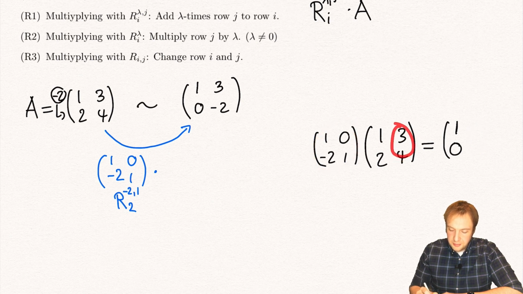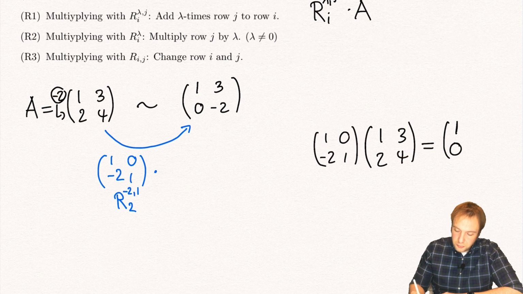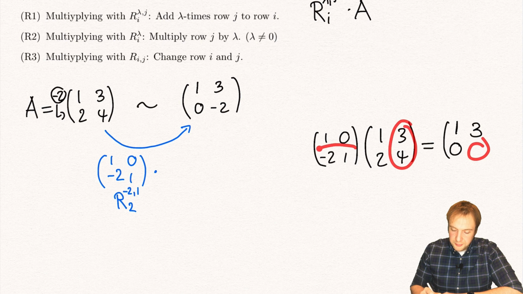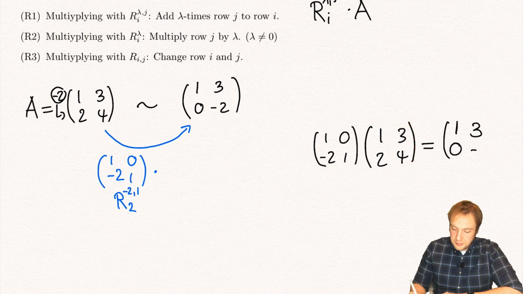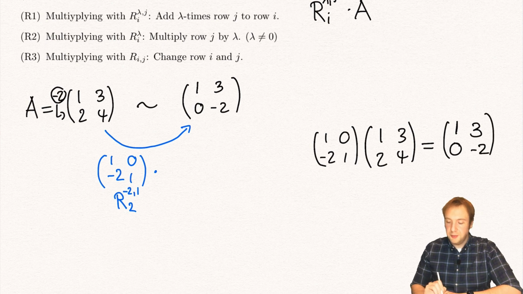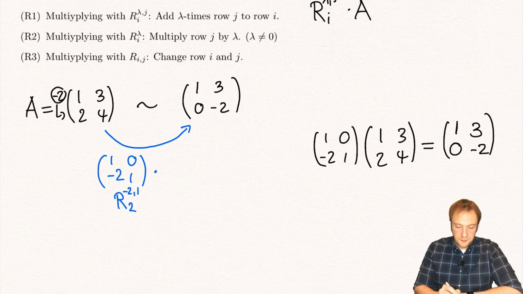And also to get this column, I multiply this matrix with this. So again, the first row stays the same. And in the second row, I take 1 times the 4 and minus 2 times the 3. So what I do is I subtract twice the 3 from the 4, and I get the minus 2. So therefore this row operation really corresponds with multiplying with this matrix.